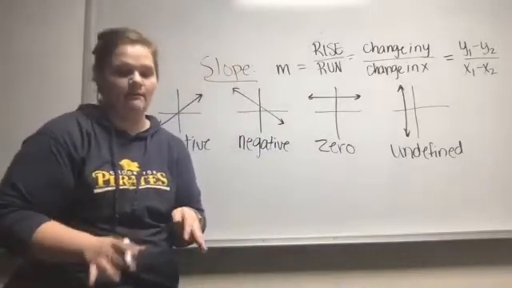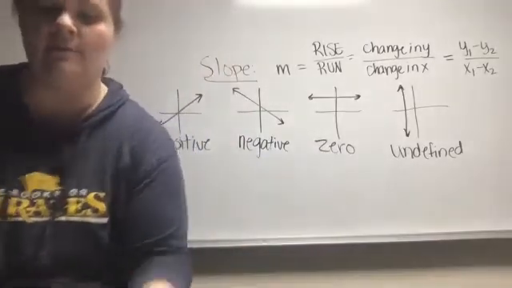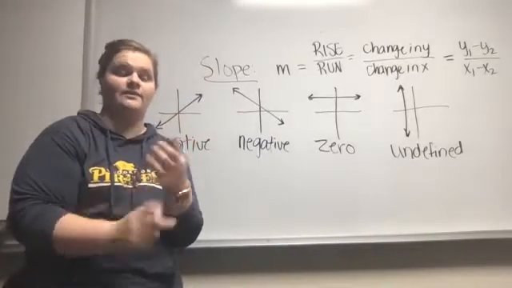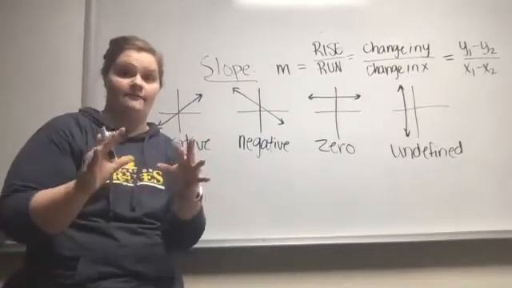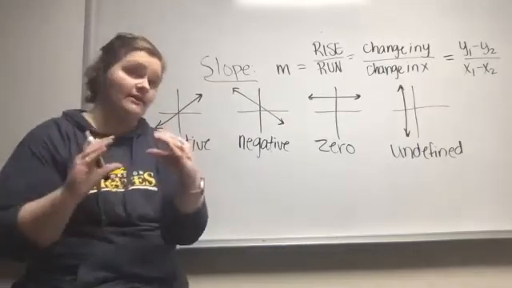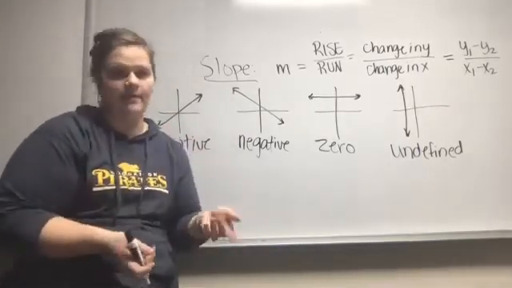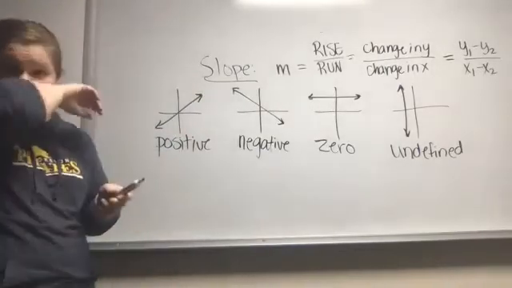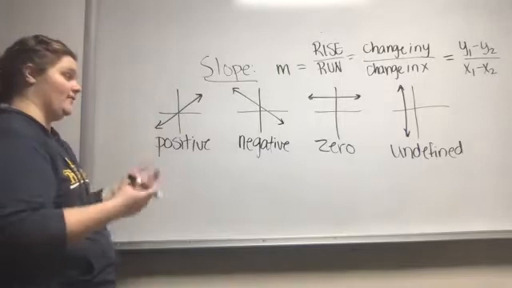Now, there are many ways that we're going to be able to find slope. Sometimes they'll give us 2 points and we have to find the slope. Sometimes they'll give us a graph, and sometimes they'll give us a table. Depending on what they give us, that's what we have to do to find the slope.